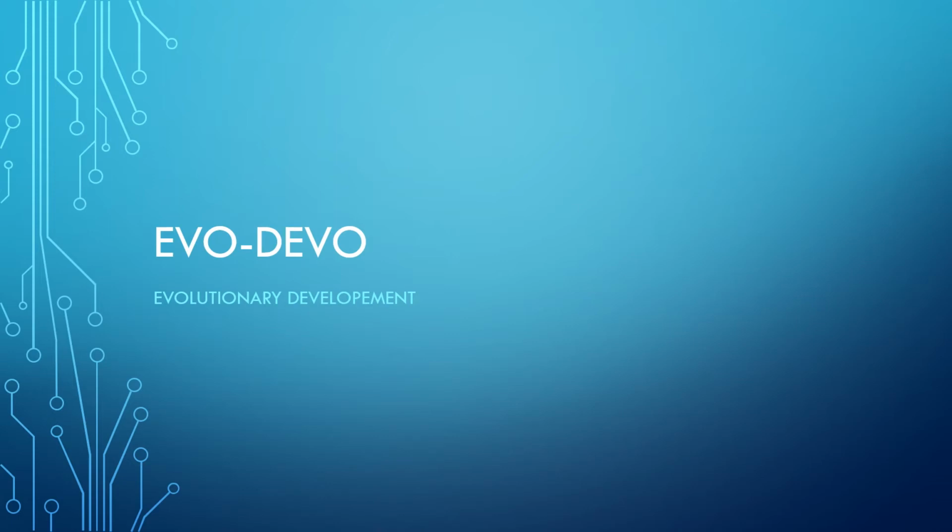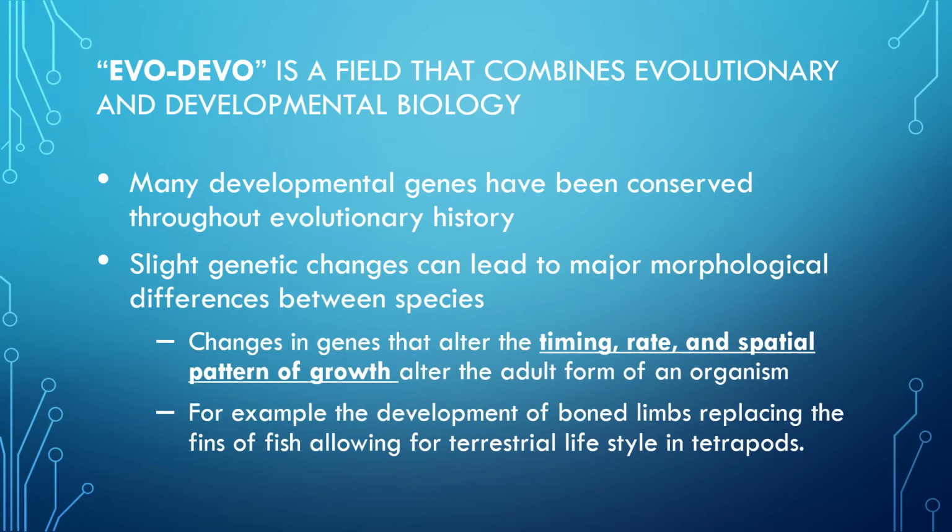Okay, hi everybody. Today we're going to talk a little bit about Evo Devo, which is evolutionary development. What is Evo Devo? It's a field that combines evolutionary and developmental biology. Many developmental genes have been conserved throughout history. The developmental genes that, for instance, would say put legs here, put wings here, the eyes go on the head. So these are the developmental genes that the pattern remains the same throughout history often.